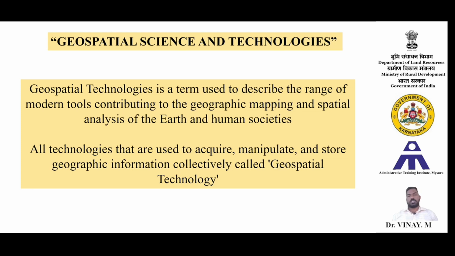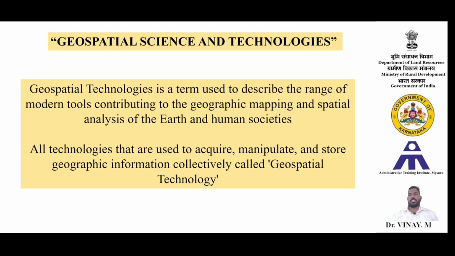So that means through geospatial science and technology, we are going to study the human and environment interaction, how both will evolve, how both will emerge, and how it changes from one place to another. These are all the things we are going to study with the help of geospatial science and technologies. All the technologies that are used to acquire, manipulate and store geographic information, collectively together, are called geospatial technology.